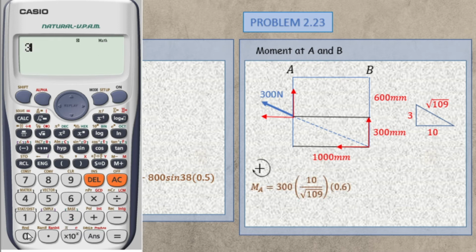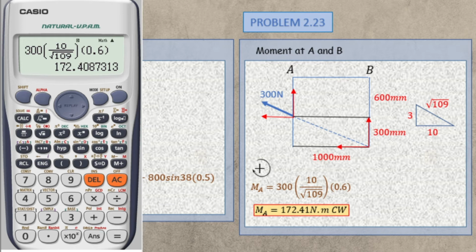So this will be our equation. So 300 positive since it's rotating in clockwise direction, cosine theta, adjacent side over hypotenuse. Adjacent is 10, hypotenuse is square root of 109, multiplied by its moment arm, 0.6. So our answer is 172.41. If you try to use this component, it is okay because it will just give you the same answer. I just choose this one because it will lessen our equation.